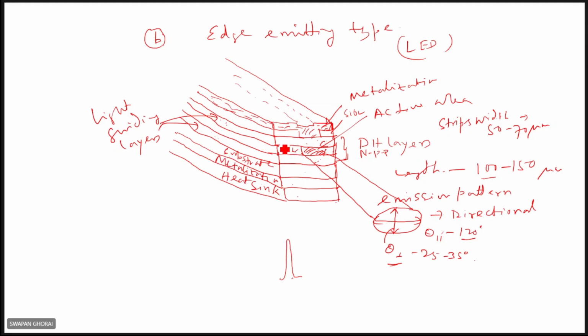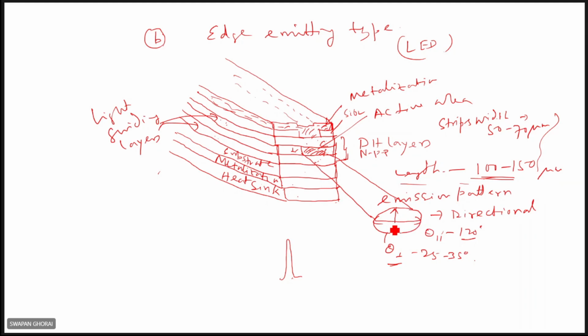Here you see it is fabricated in such a way that it can behave as a waveguide, and the length of this waveguide is 100 to 150 microns, and the stripe width is around 50 to 70 microns in this case. And the pattern, you see, is more directional.